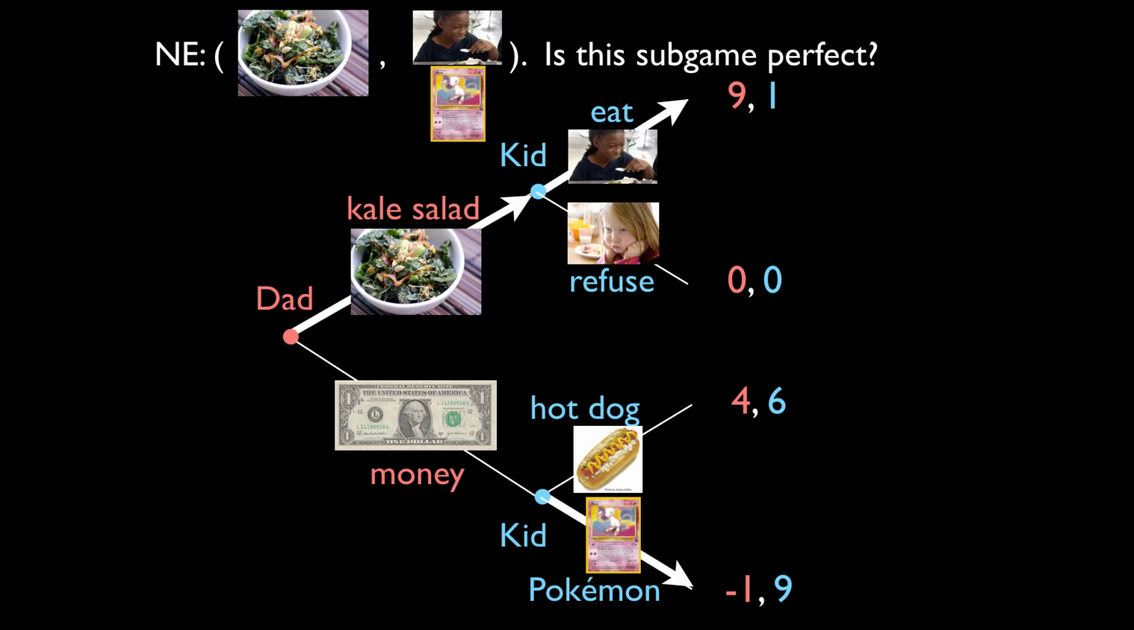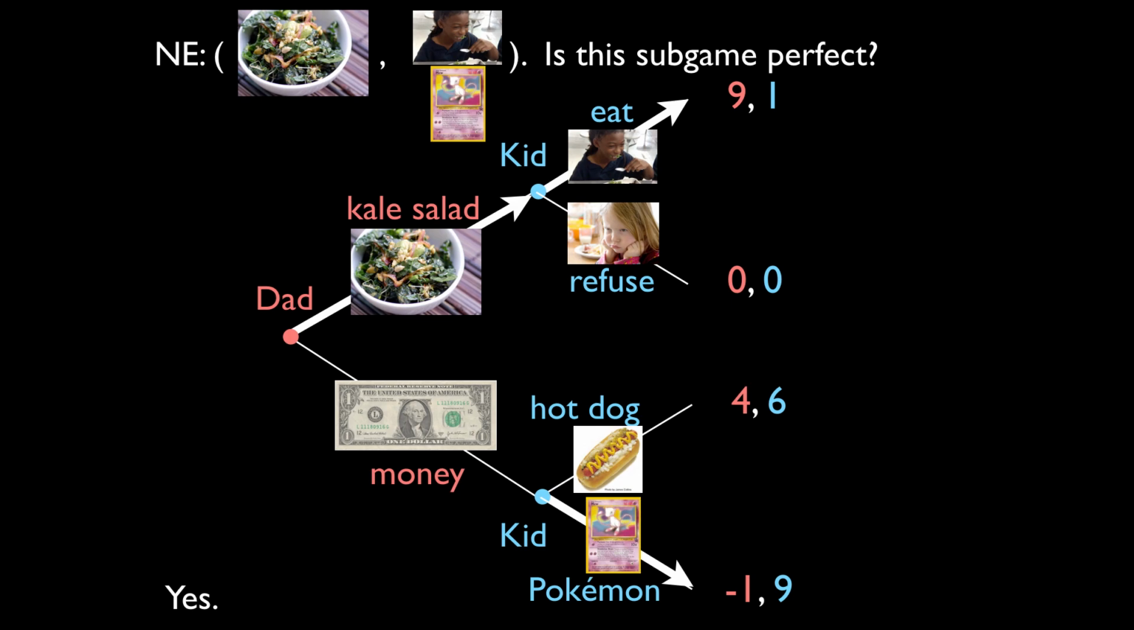As long as they're playing a Nash equilibrium in every subgame, it's subgame perfect, right? So in this subgame, are people playing a Nash equilibrium? Yes. How about here? Yes. Here, the kid is, right? Kid's choosing 9 over 6. Yeah, exactly. We're just looking at the subgame alone. Yes, this is subgame perfect. Make sense?